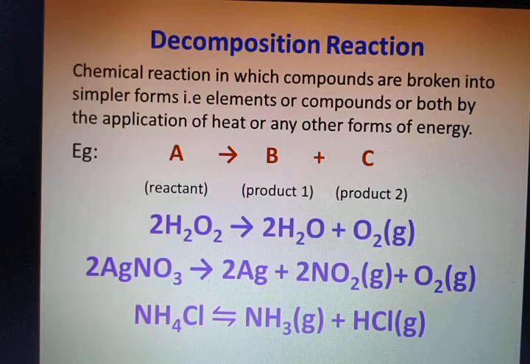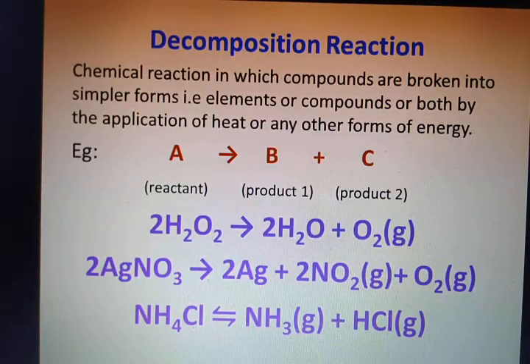So this is the difference between thermal decomposition and thermal dissociation. Understood? Okay.